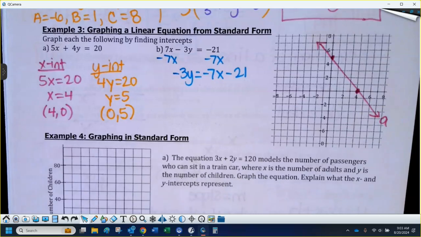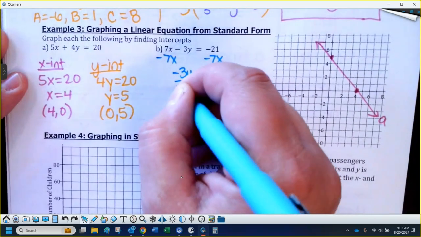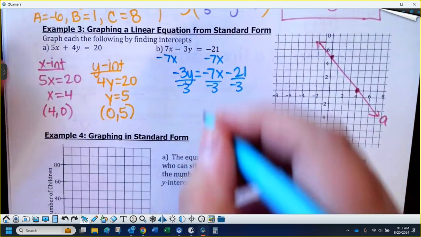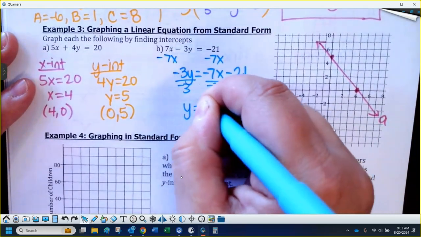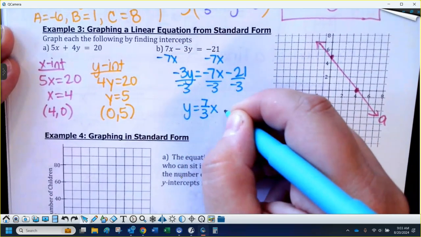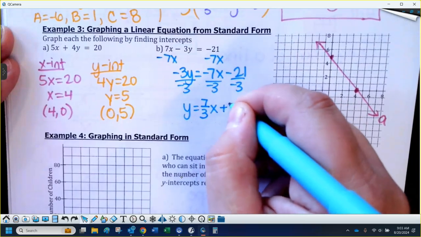When I move a term with a variable to the other side, I always just write it right after the equal sign because it'll look more like slope-intercept form. Just slide that -21 down, and then everybody gets divided by -3. So that way, if you like slope-intercept form better, I am fine with whatever you like. It's probably the same amount of work. So this would be 7/3 x, and then plus 7.